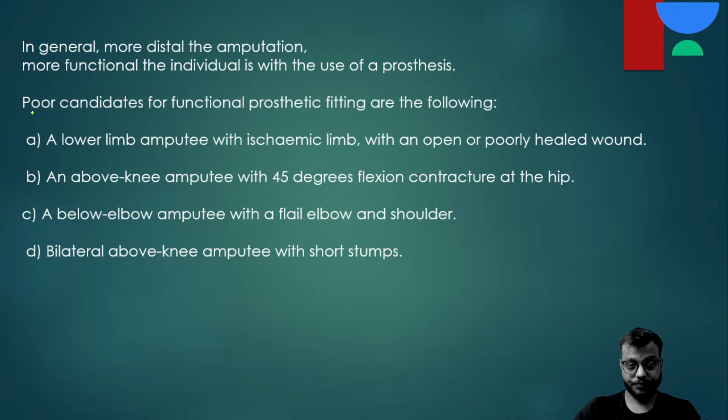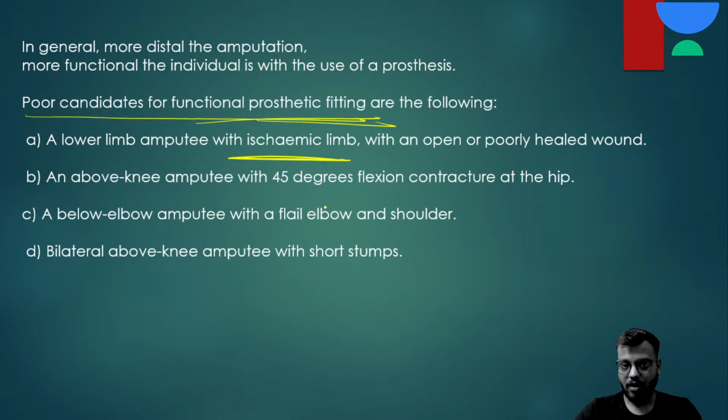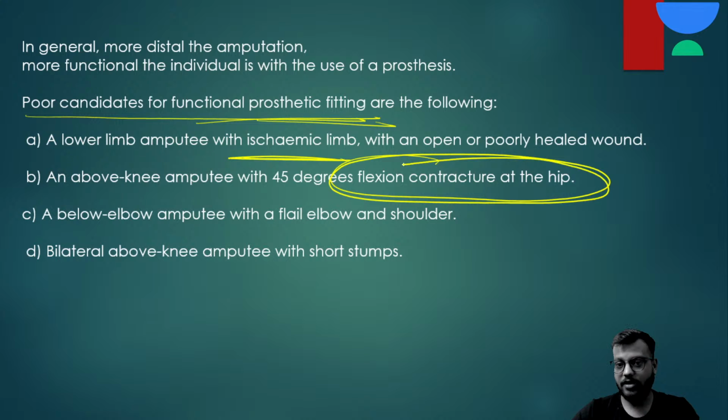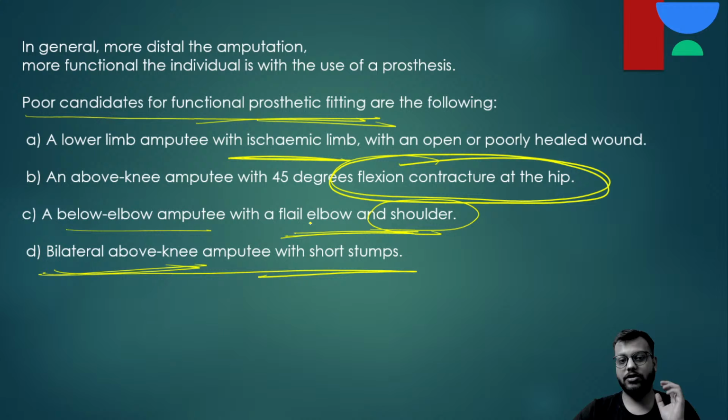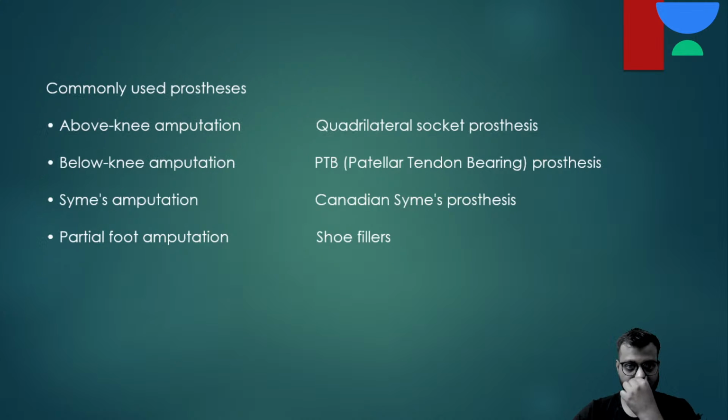Poor prognosis for prosthetic fitting is if there is any lower limb ischemia, or if it is an above knee amputation but there is some flexion deformity or flexion contracture at the hip, or a below elbow amputation but the shoulder or elbow joints are not in good functionality, there is osteoarthritis etc., and bilateral above knee amputations, especially with a short stump, are also poor candidates. For above knee amputation, you use the quadrilateral socket prosthesis.